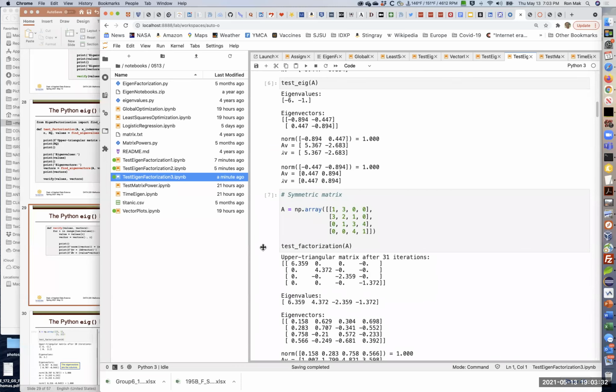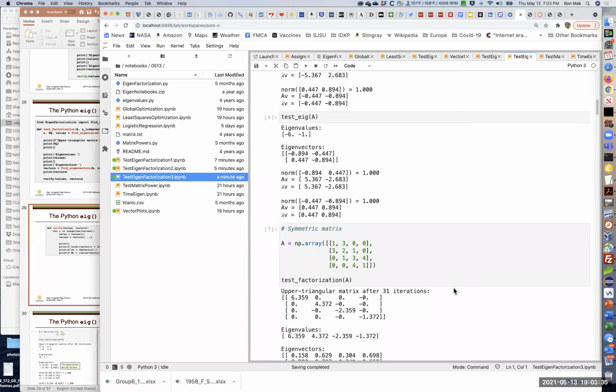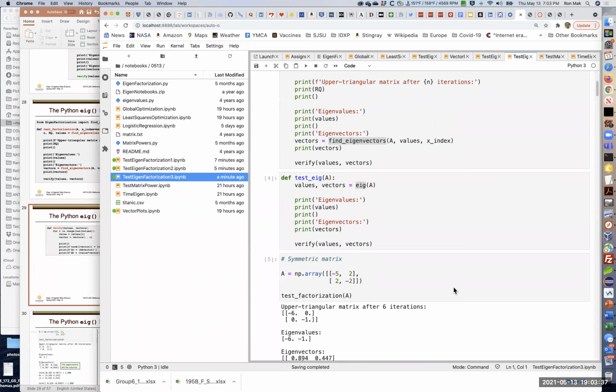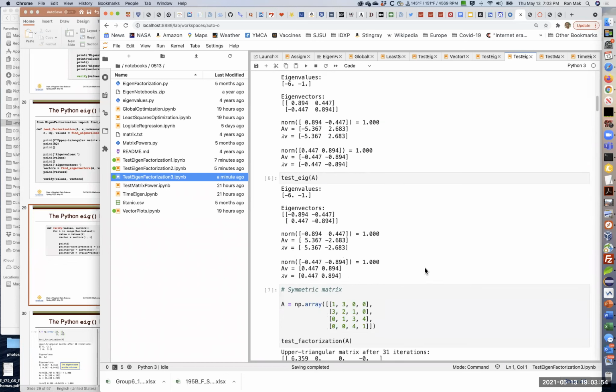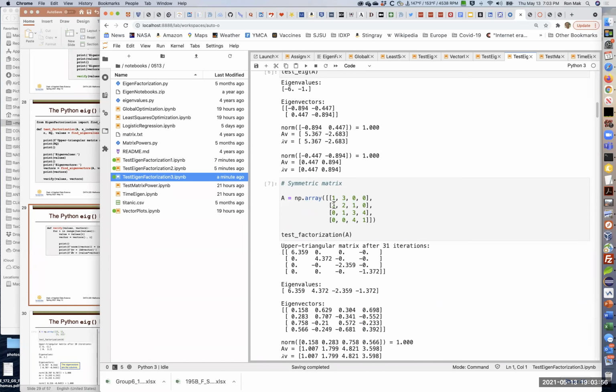Okay, we generate the upper triangular. Oh, okay. Well, I should point out that when you start out with a symmetric matrix and convert it to upper triangular, you actually end up with a diagonal matrix. You have non-zero entries along the diagonal, and 0 elsewhere. And so here is another symmetric matrix, and you can see that not only are these the eigenvalues along the diagonal, but everything else is 0.